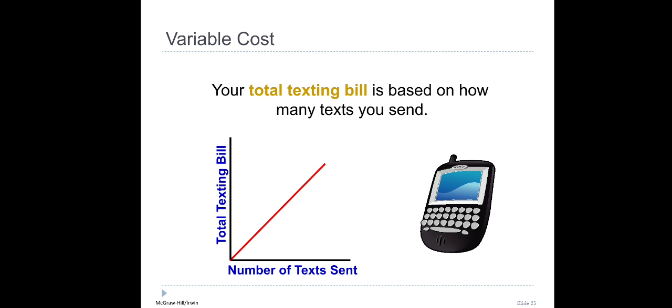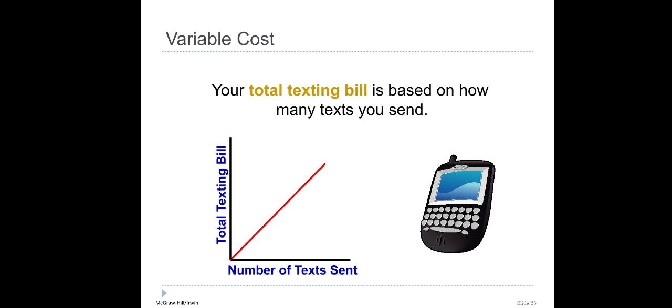The typical charge is like this. One SMS is 10 cents. So you send one SMS, it is 10 cents. 2 SMS, 20 cents. 3 SMS or text, 30 cents. So that is an example of variable cost. The more you use the SMS service, the more you have to pay. So that is the everyday life example.